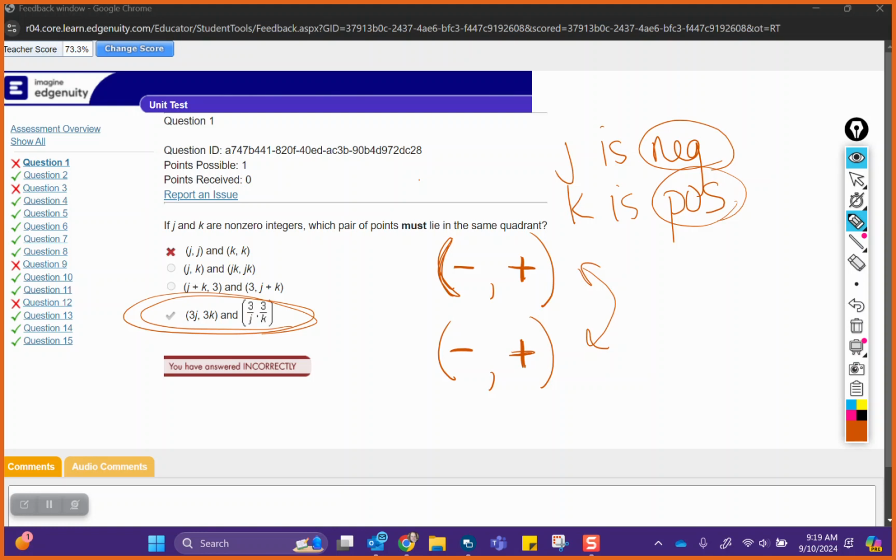A lot of times on questions like this, I tell students just to pick some numbers for j and k and see what works. Try not to just pick positives. Pick one positive and one negative. A lot of times that will help you see that by changing what you're multiplying or adding by, things will change quadrants.